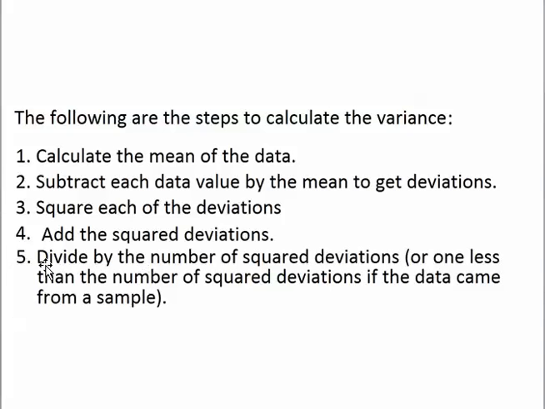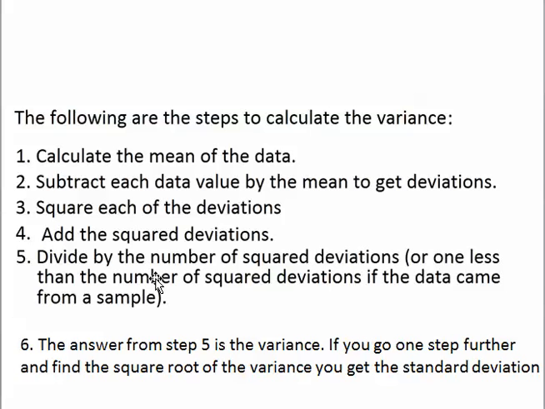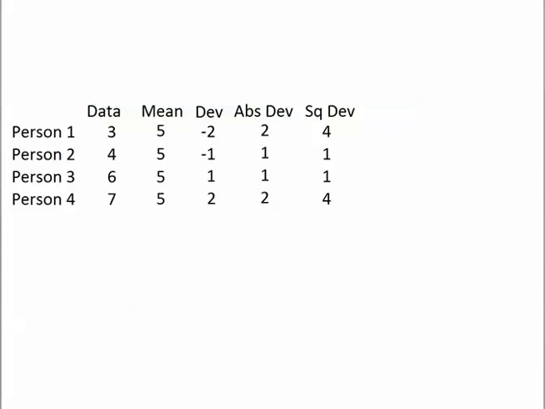So at step 5, we get our variance. And then if you go one step further, and you take the square root of the variance, you get a value called the standard deviation. So let's look at an example of this to start out with.